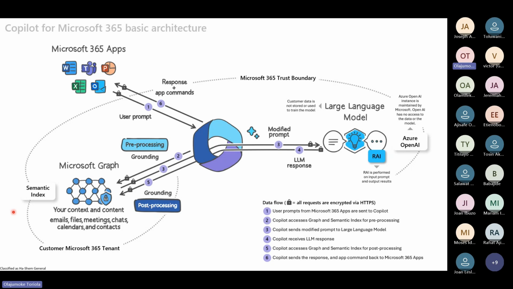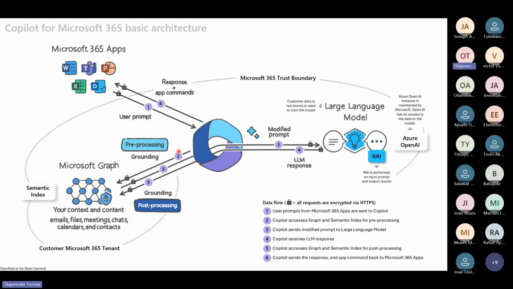So let's talk about how it works in layman's terms. You as a user sit here in your Word document, or even your Teams, and you type a prompt. Once you type that prompt on what you want to get, what happens is that it goes into Word.